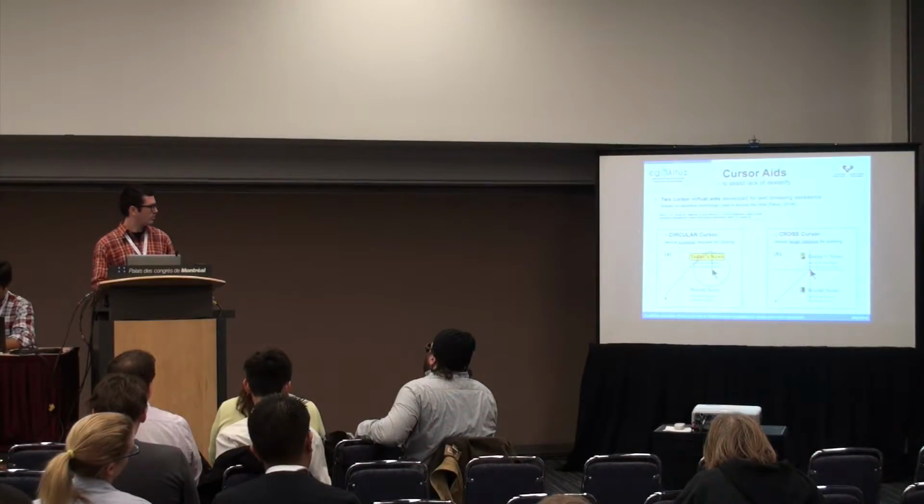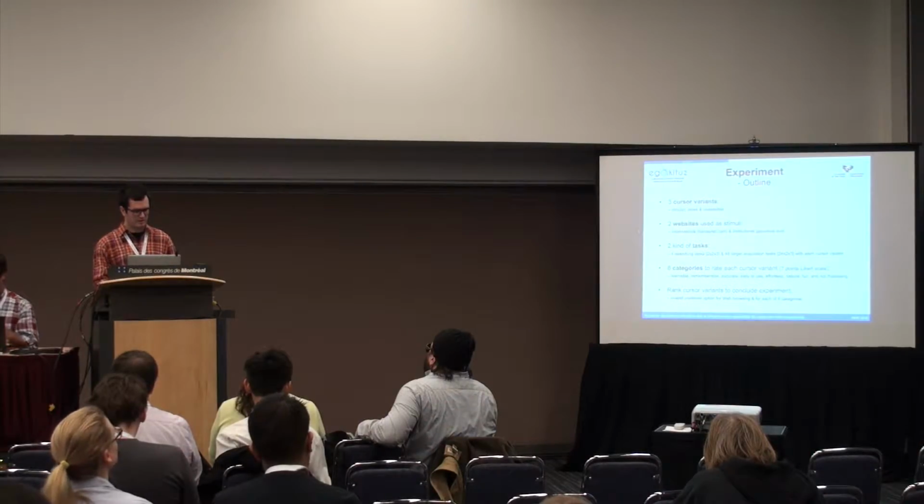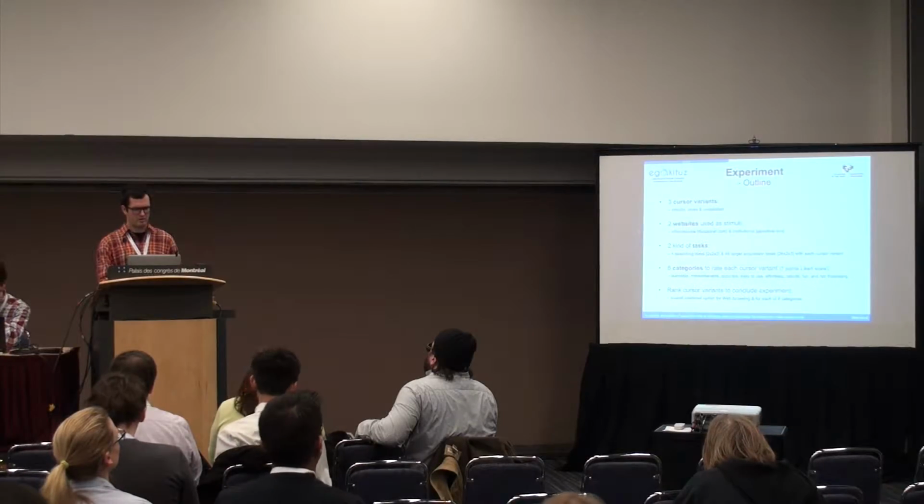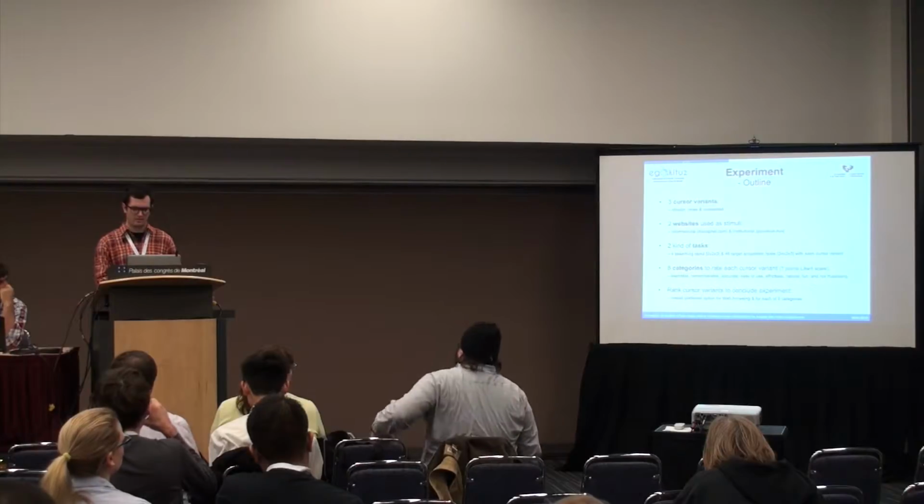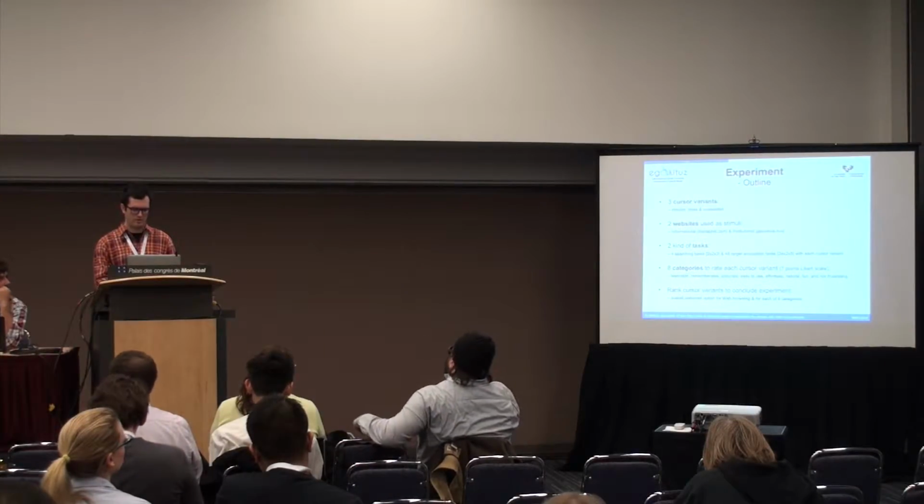Now I'm going to talk about the experimental setting. 3 cursors were tested: the circular cursor and the cross cursor, and also the unassisted original one. 2 websites were used as stimuli. A third website was used for training purposes, so participants could get familiarized with the new cursor variant. 2 kinds of tasks were defined: searching tasks and target acquisition tasks that should be made with each cursor variant.